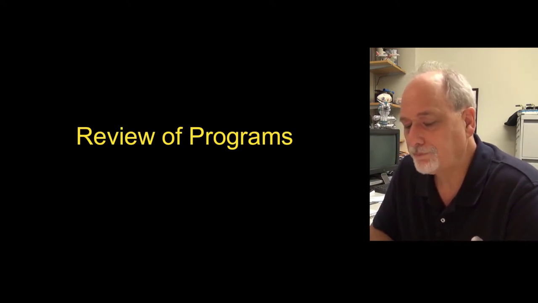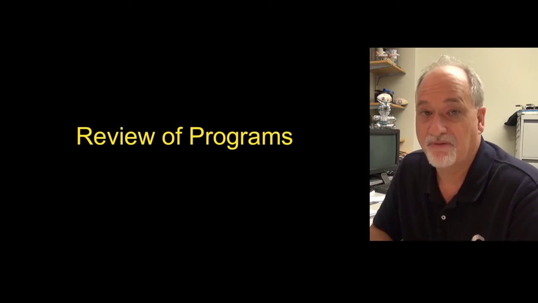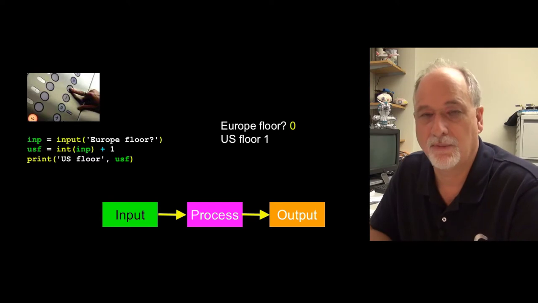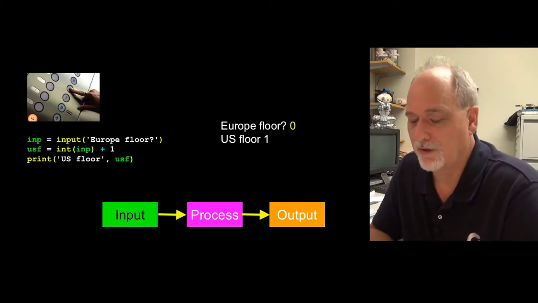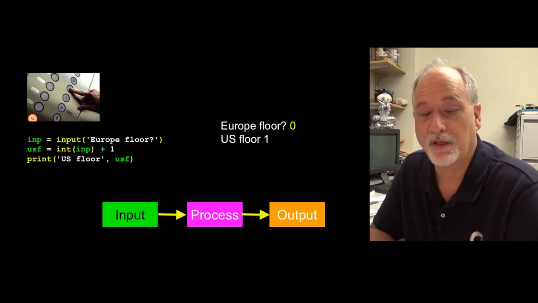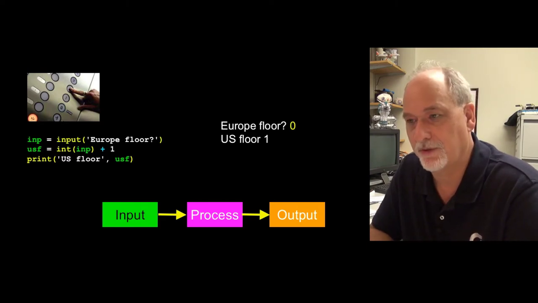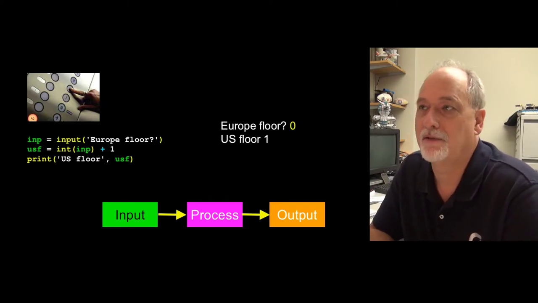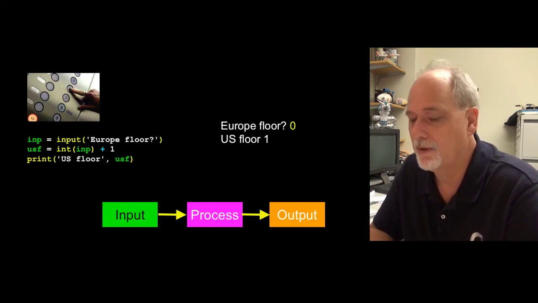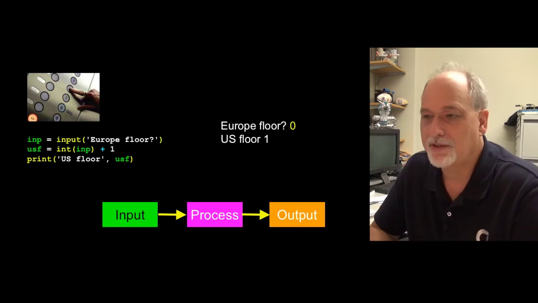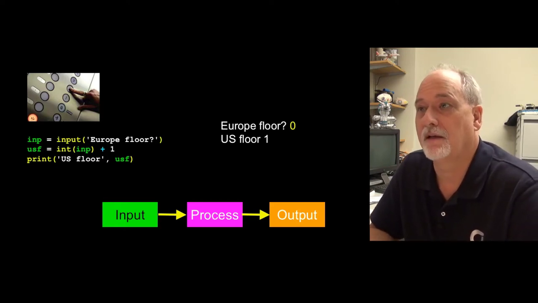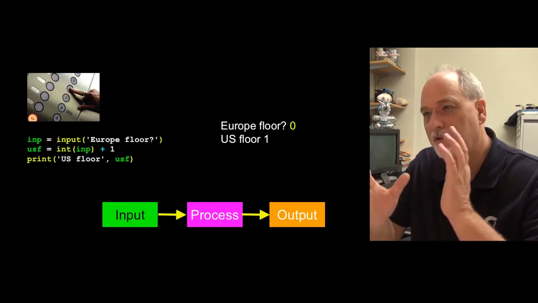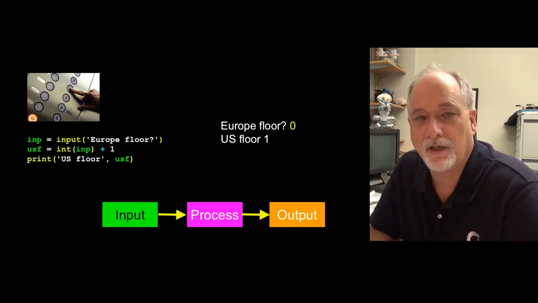So I want to review from the very beginning what we think of as a program. The classic program, my favorite little minimum program, is our little elevator floor converter, which converts from European elevator floors to United States elevator floors. The key to this is that it's input, processing, and output. And this is a good way to model any program. In that process, we've got variables and we've got logic, we've got algorithms, we've got loops that we write, we've got all kinds of things. And we construct a series of steps to achieve some goal.